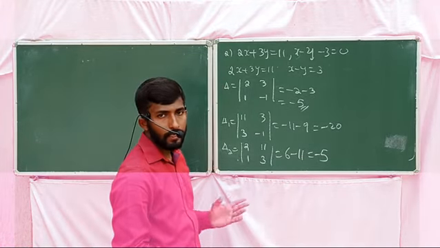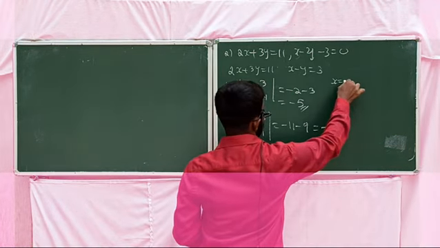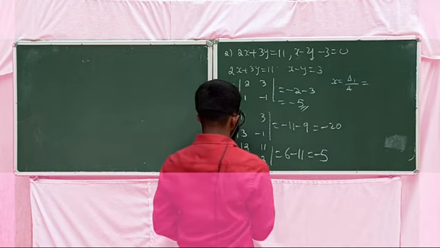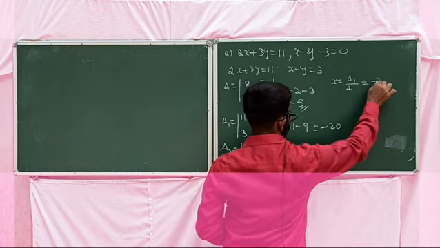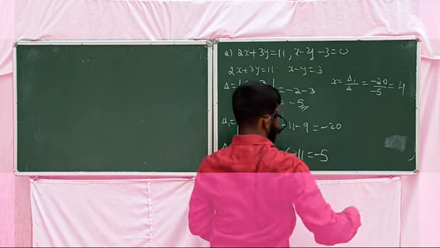Then calculate x and y value. Use the formula. What is x? X value is equal to delta 1 by delta. What is delta 1? Minus 20 divided by minus 5. It's equal to plus 4.